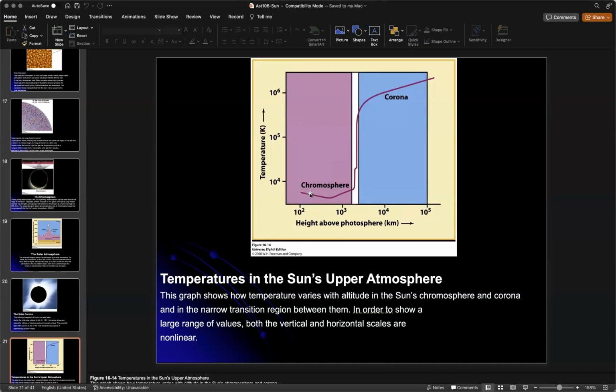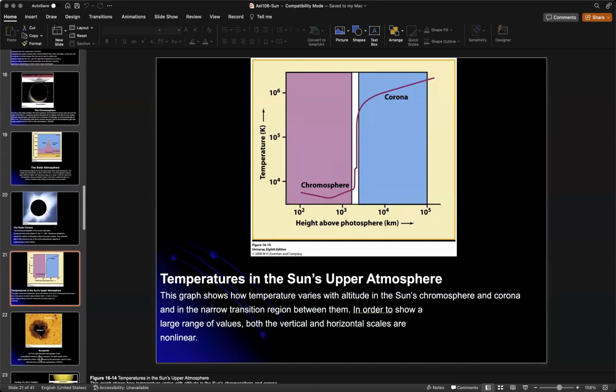This shows how the temperature changes. In chromosphere, it is of the order of 10,000 Kelvin, whereas suddenly within the transition region, it changes from 10,000 to almost 1,000,000 kelvins in the corona.